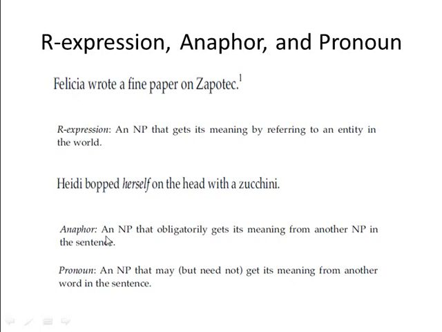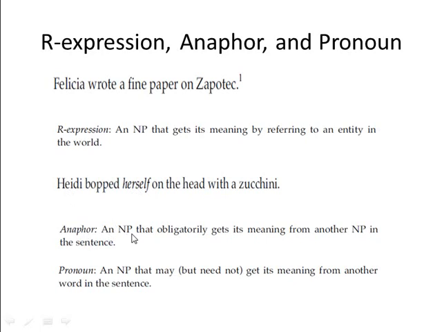Okay, now let's talk about anaphor. Let's have a look at this example. Heidi bobbed herself on the head with a zucchini. So here, we have Heidi as an R-expression because Heidi is a noun phrase that gets its meaning by referring to an entity in the world. And then we have herself here. Herself is about Heidi. Because herself refers to a noun phrase, we call it an anaphor.